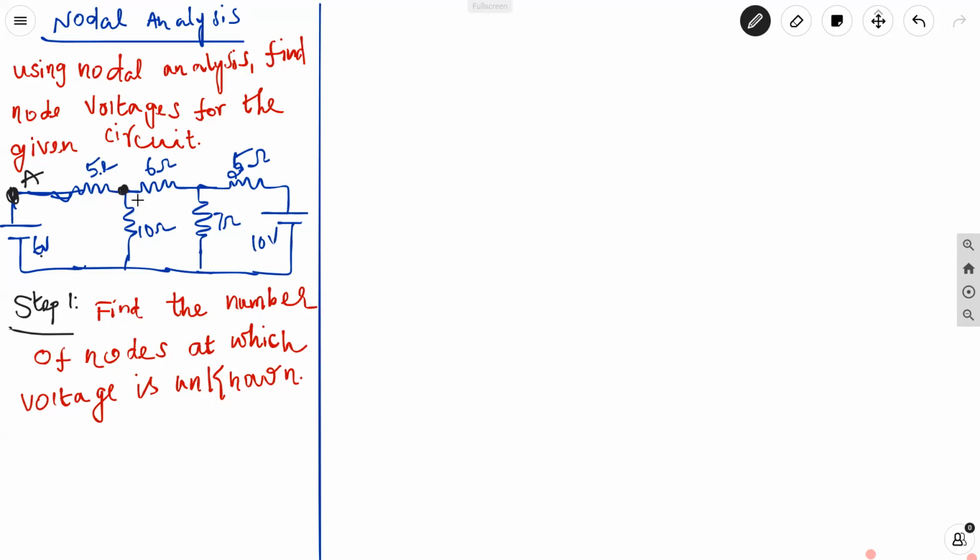Here it is connecting 3 elements, so I can take this also as a node, and this is B. Then this point is also a node because again it is connecting 3 elements, so I put this as node C. Then finally we have one more point, which also connects 2 elements, 10 volt and 5 ohm. So this can also be a node, and I'll name this D.